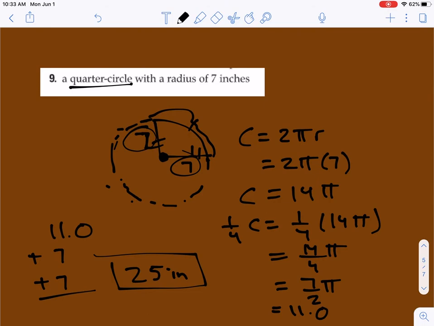So there you go. So that's kind of how these circle things work. Good luck with these. Have some fun.